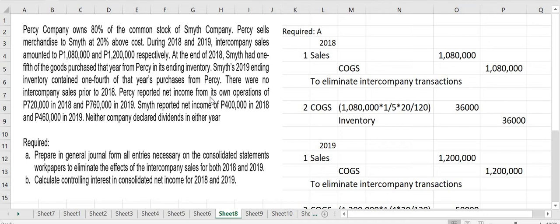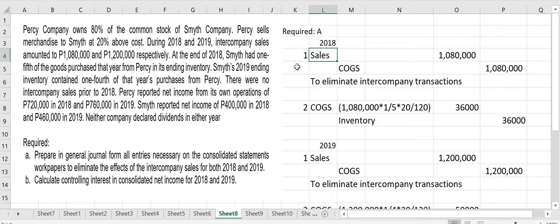Okay, so first requirement natin is to prepare journal entries necessary on the consolidated statement working papers to eliminate the effects of intercompany sales for both 2018 and 2019, and also to calculate the net income attributable to parent, or yung controlling interest, in the consolidated net income for 2018 and 2019. First, let's have the working paper eliminating entries for 2018. The first entry natin is to eliminate the intercompany sale transaction. So for 2018, yung intercompany natin is 1,080,000. So we are eliminating that.